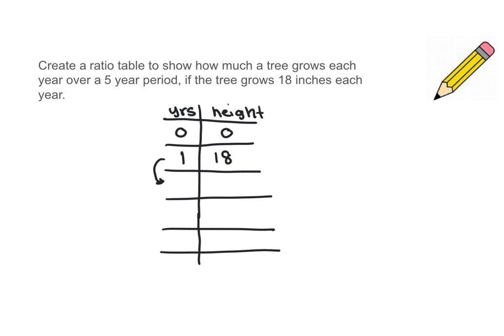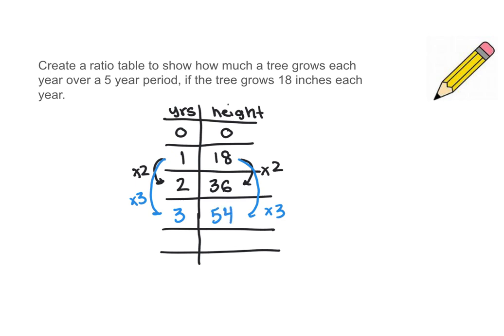You could multiply both sides by 2, and you'd get 2 and 36. You could continue this, and you could multiply both sides by 3. 1 times 3 is 3. 18 times 3 is 54.